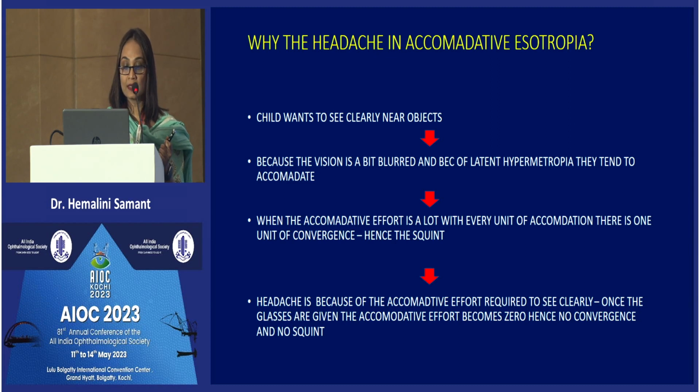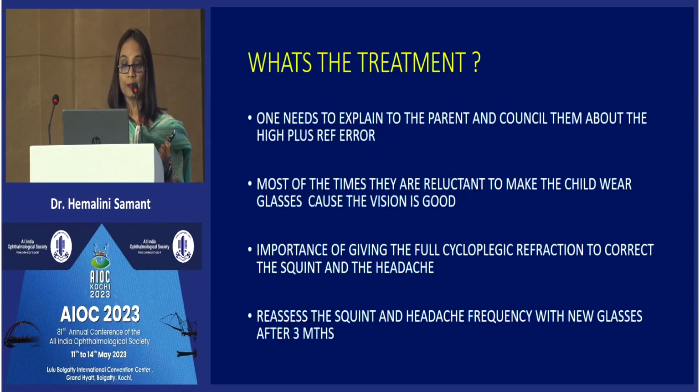So once the glasses are given, the accommodative effort becomes 0. Hence, there is no convergence, and hence there's no squint, and therefore the headache becomes better. So the treatment is to explain to the parent and counsel them about the high plus refractive error.